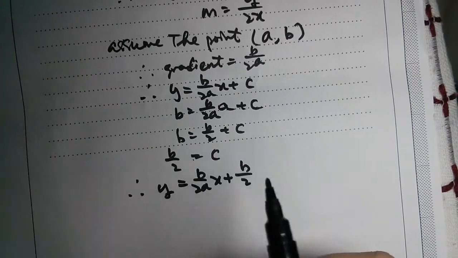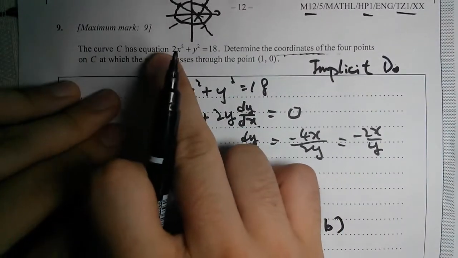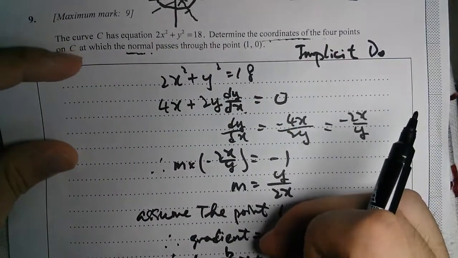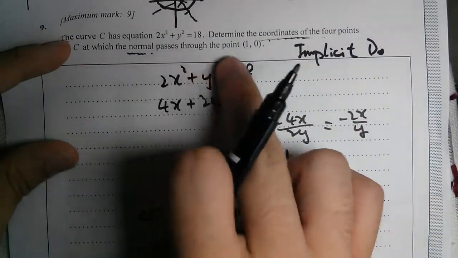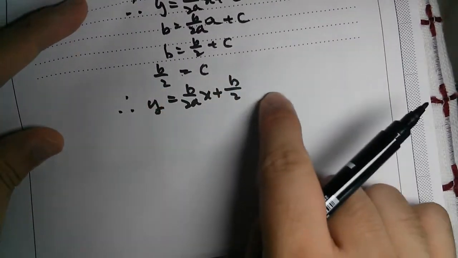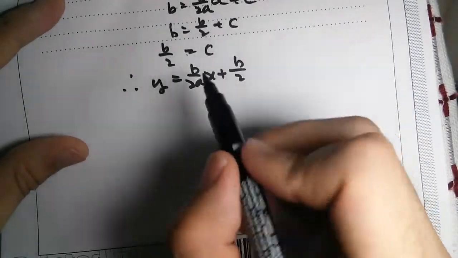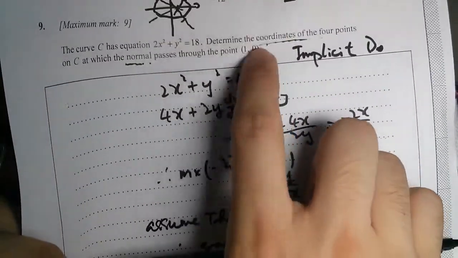This would be a general form of all equations of normals that pass through this curve, with (a, b) a point on it. Now, the normal is required to pass through the point (1, 0). So theoretically, (1, 0) must be on this line. So we can actually plug (1, 0) in. You understand? Because the normal itself is supposed to pass through (1, 0).